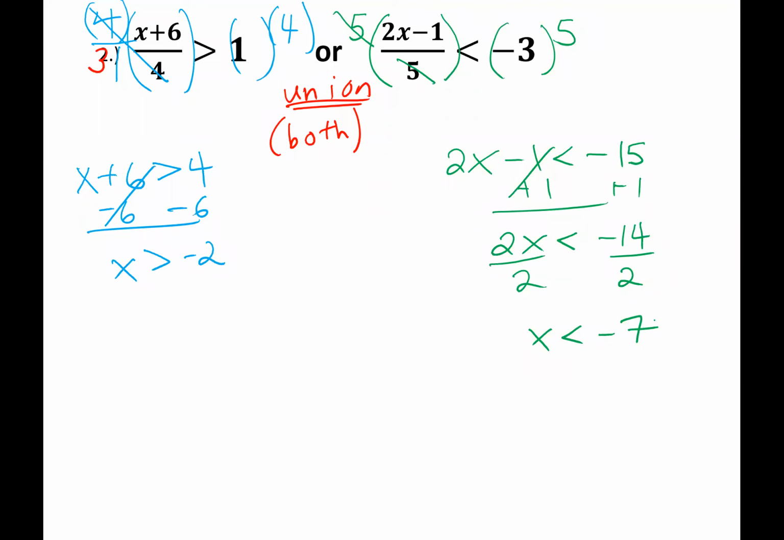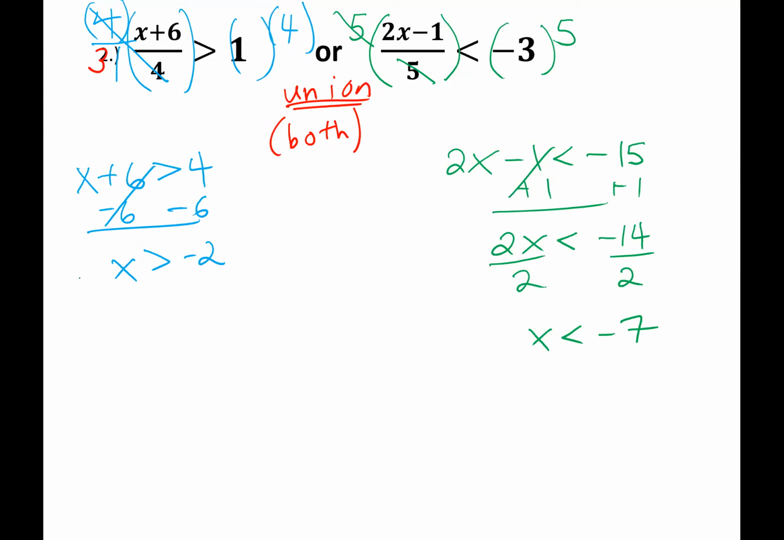Now it didn't come up in this problem, but I just want to remind you, if you ever divide by a negative number, you would need to flip the direction of your inequality. So a less than would become a greater than. That will probably come up on your homework. Just wanted to warn you about that.